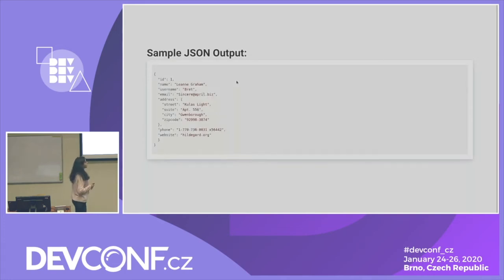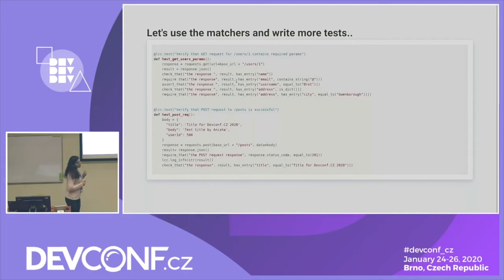Okay, so now let's consider this as a sample JSON output, right? We have a few key value pairs here: ID, name, username, email, address. Address is again a dictionary here, then phone and the website, right? These are the key value pairs that we have. Now, let's use those matchers that we studied and write some tests based on this sample JSON response.